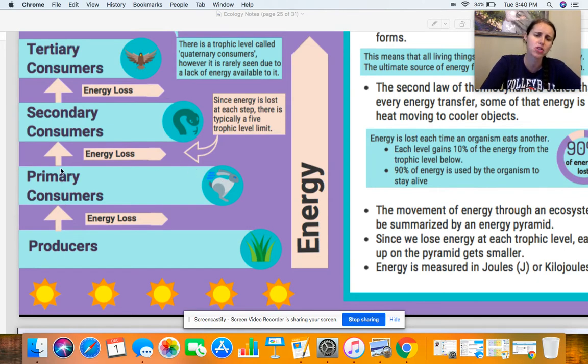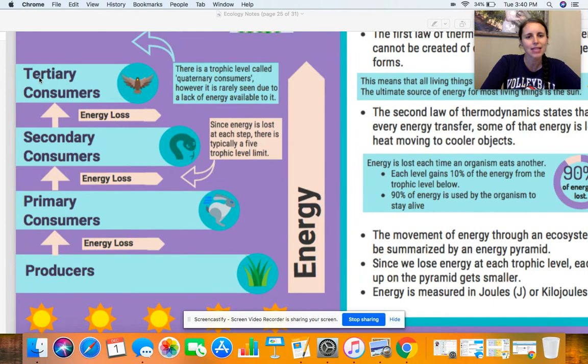After the primary consumers, we go up to the secondary consumers. The secondary consumers, again, we see an energy loss. So our snakes are going to be smaller in number than our rabbits are. And then our last step is going to be our tertiary consumers at the top here. That's the top of our food chain.